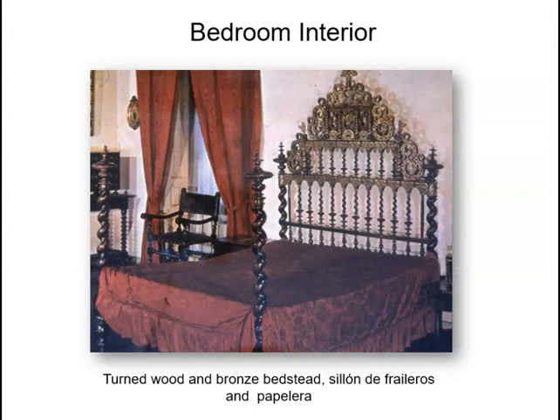Here on this bed, we're seeing the mixture of that spiral turning using wood, and then there's a very elaborate bedstead. A bedstead is the framework of a bed where the mattress is placed. So this structure is very similar to the headboard of a bed. Notice in other parts of the room, we have the Sillón de Fraileros and the Papelera. The Papelera is a cabinet that's very similar to a Vargueño, but it doesn't have that drop front or a permanent style base.